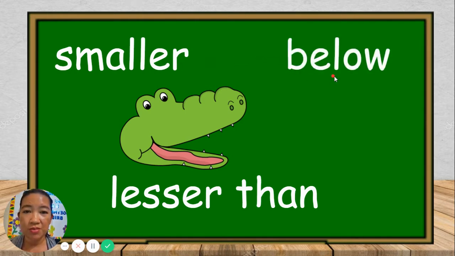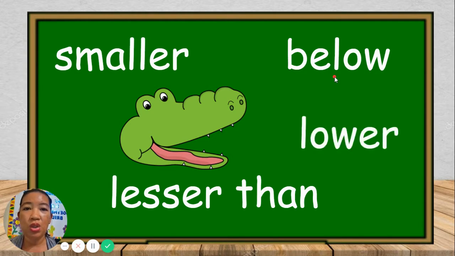Below in terms of number. Or we could also say lower. Lower when it comes to number. Okay, so that is lesser than. These are the words that we can also use to help us better understand what it means when we say lesser than. Again, it is smaller in number, below the given number, and of course lower than the other number.